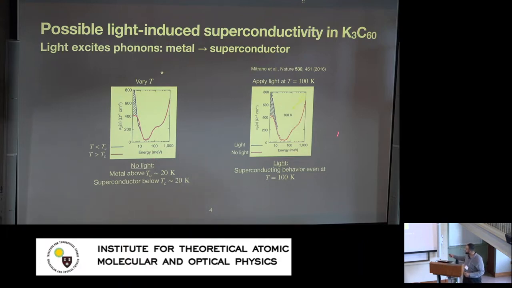The remarkable thing is they did the same experiment at 100 Kelvin. At 100 Kelvin, K3C60 is definitely metallic, and they did two types of experiments. One without light, that's the red line. You're getting basically the same response as on the left-hand side here at equilibrium, which is not surprising, and then you pump the system. And when you pump, you're getting this divergence at zero frequency again, which is very suggestive of superconductivity or at least superconducting behavior at these high temperatures. So that instigated the topic of light-induced superconductivity.